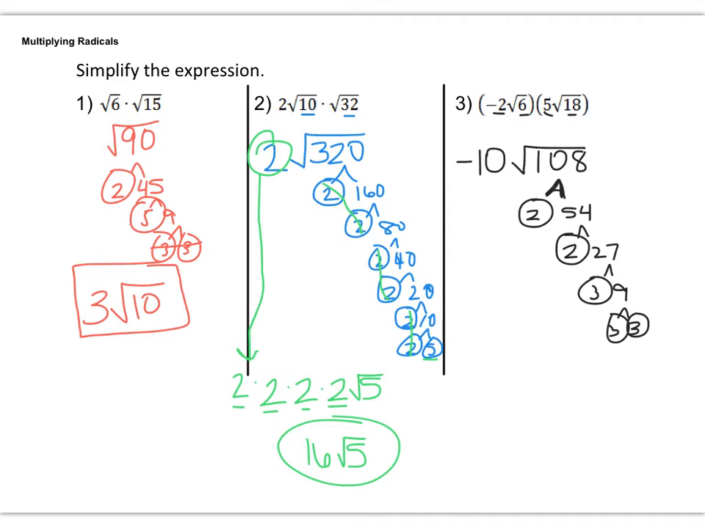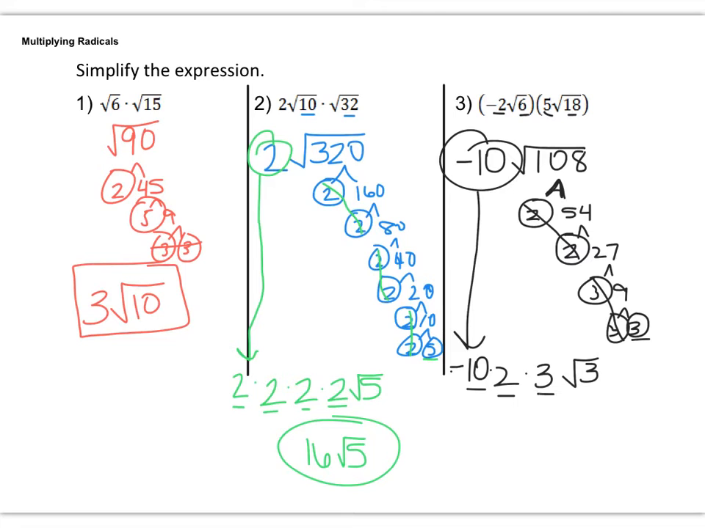Okay, looking for our pairs, I have a pair of 2's. I have a pair of 3's, I have a leftover 3, and I have this 10 from the very beginning, negative 10. So negative 10 times 2 is negative 20, times 3 is negative 60, and radical 3. And we are done.